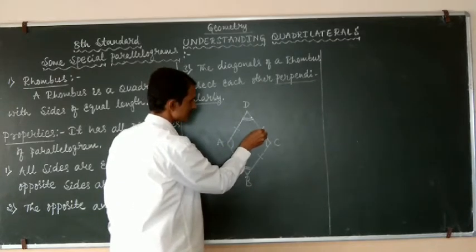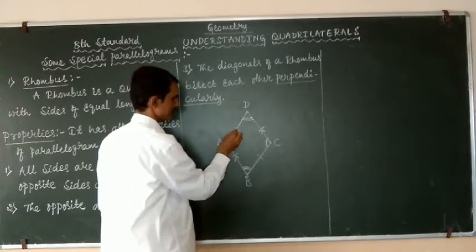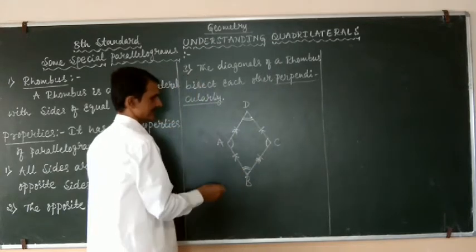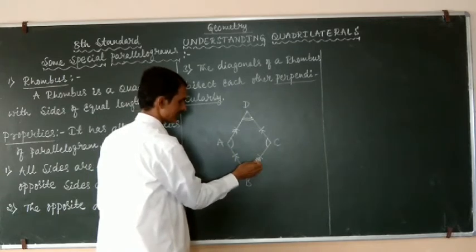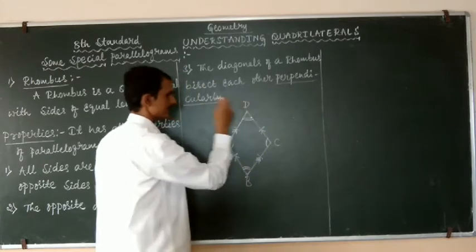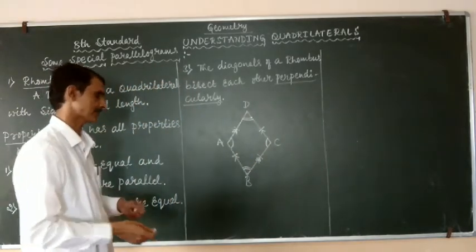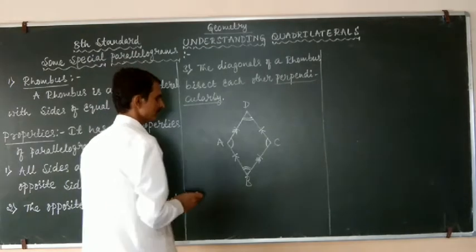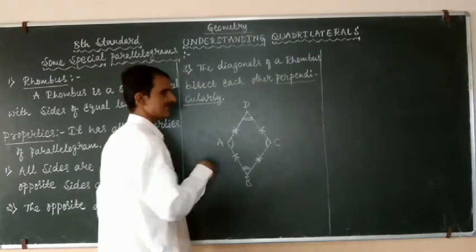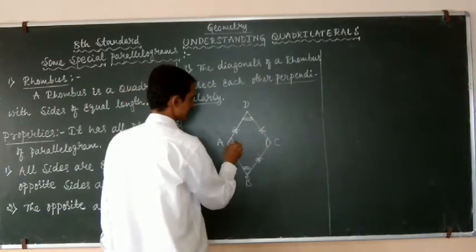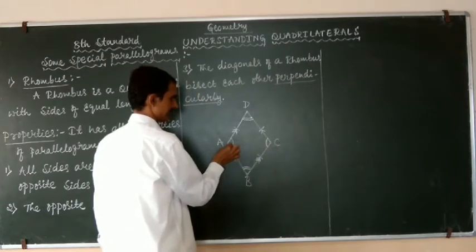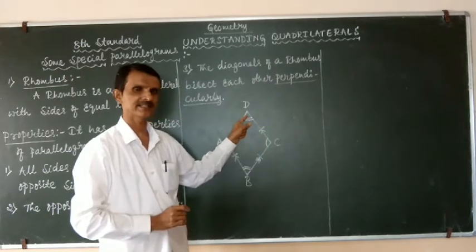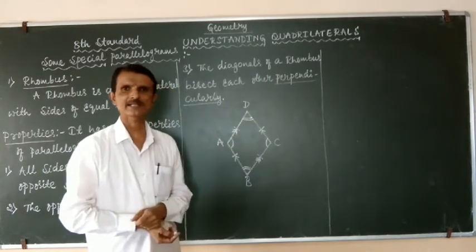AB is parallel to CD, and similarly AD is parallel to BC. So all the sides are equal, but the opposite sides are parallel. All the sides are equal in a rhombus. If we come to the angle property, as in the parallelogram, opposite angles are equal. Angle A equals angle C. Similarly, the measure of angle B is equal to the measure of angle D.